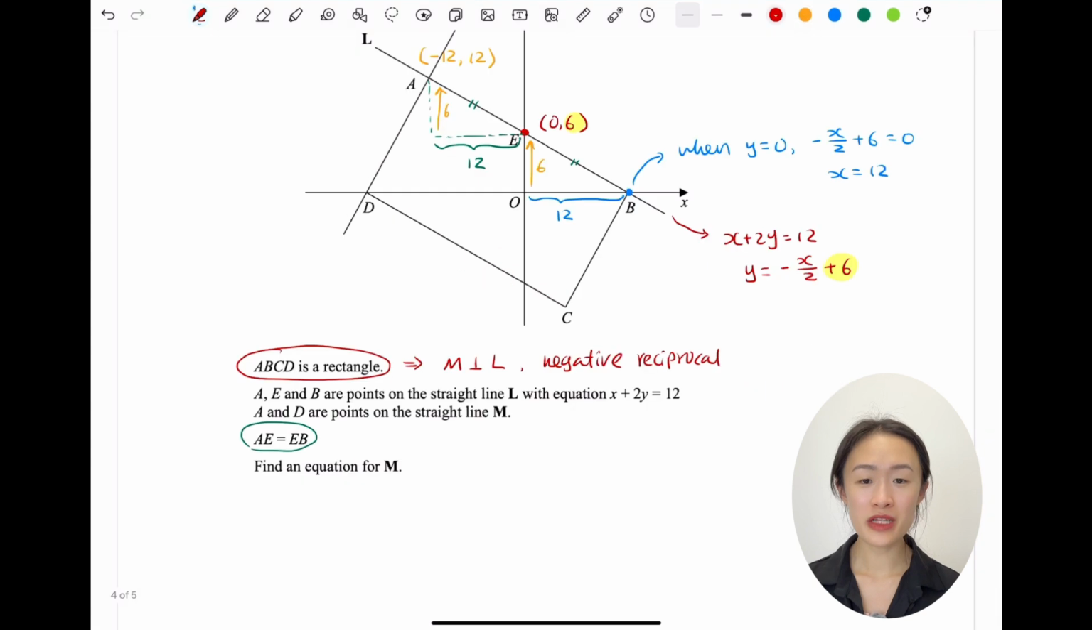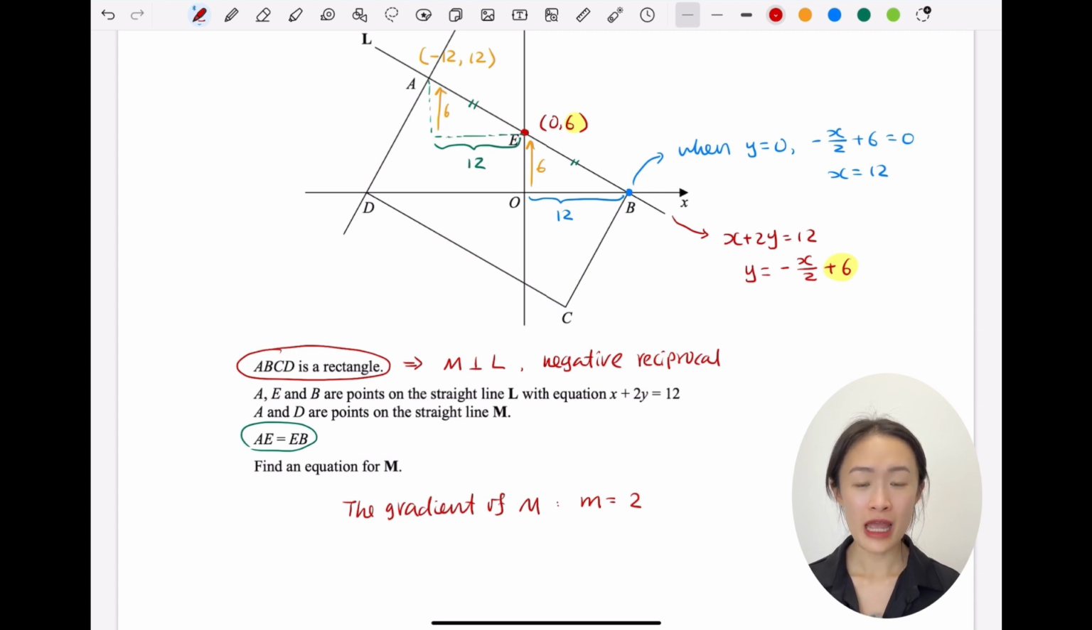Okay, so now we are ready to find the equation of the line M. The gradient of M is 2 because the gradient of L is -1/2. L and M are perpendicular to each other. Therefore, line M has an equation y equals 2x plus c. Now we need to find c.